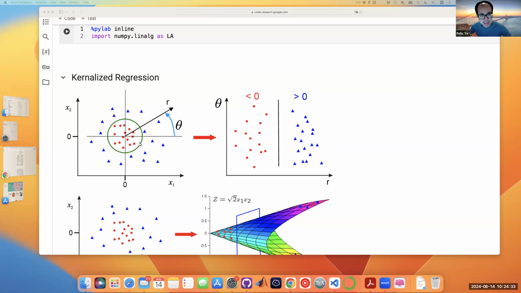But if we translate the coordinate system from Cartesian into polar coordinates, into radius versus argument theta, then everything is separated out very well. You can see the red points are on the left and the blue points are on the right, and there will be a perfect critical radius right here. Everything above this critical radius will be classified as blue, and everything below this critical radius will be classified as red.